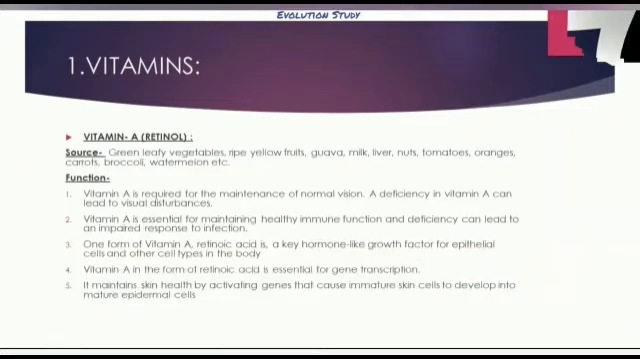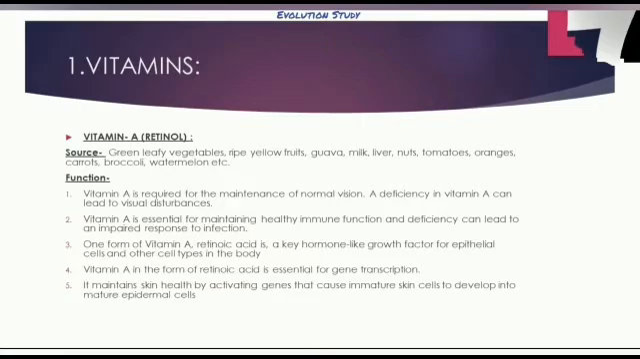Vitamin A, retinol. Source: green leafy vegetables, ripe yellow fruits, guava, milk, liver, nuts, tomatoes, oranges, carrots, broccoli, watermelon, etc. Functions: vitamin A is required for the maintenance of normal vision. Deficiency in vitamin A can lead to visual disturbances. Vitamin A is essential for maintaining healthy immune function, and deficiency can lead to an impaired response to the infection.